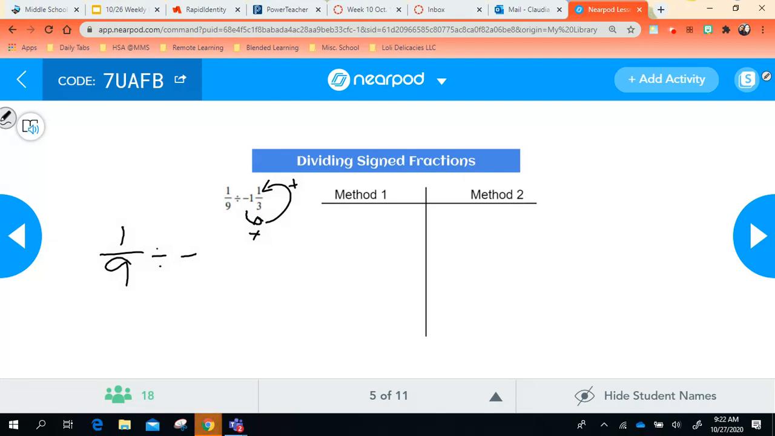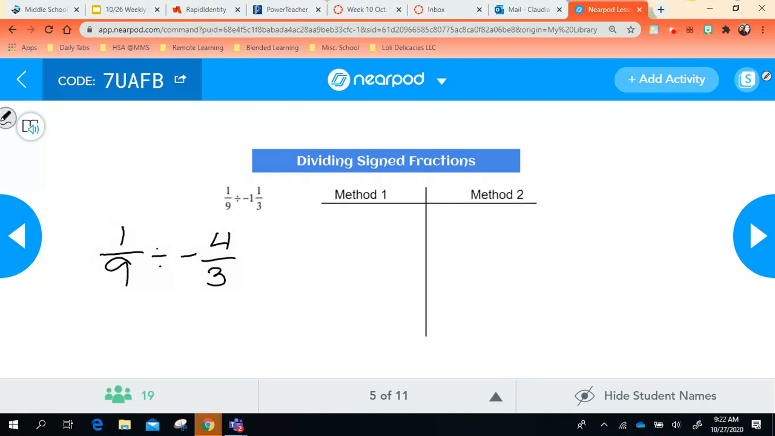So 1 times 3 gives me what? What is 1 times 3? 3. Plus 1? 4. So it's going to be 4 over 3. So now my new problem is 1/9 divided by negative 4 over 3.